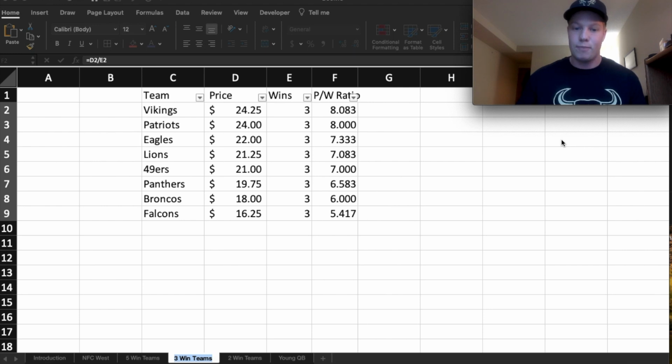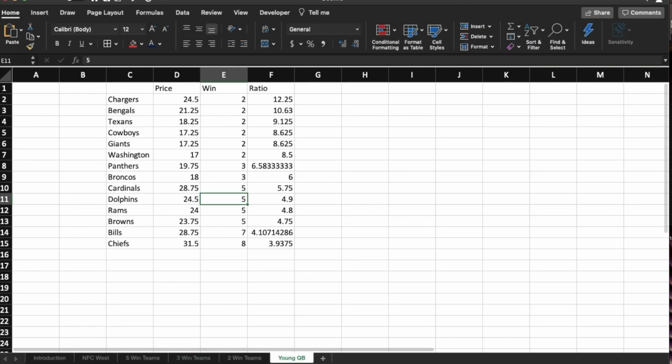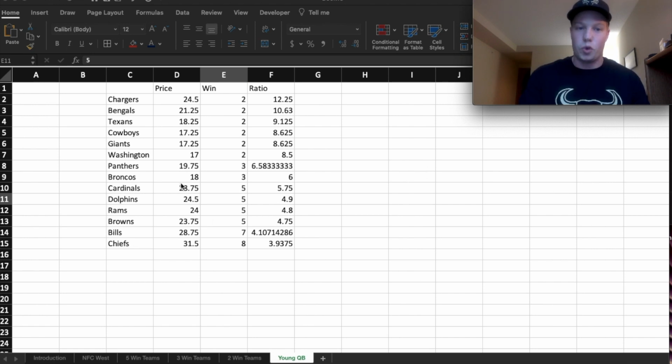Now, the final thing I wanted to look at was what I call the young quarterbacks group. So these are all the teams that currently have young quarterbacks in the NFL. They have a different amount of wins, but just something to look at. So you can see, based on the price-to-win ratio, this last column, that investors are really, really excited about the Chargers, Bengals, and Texans. Well, why is that?